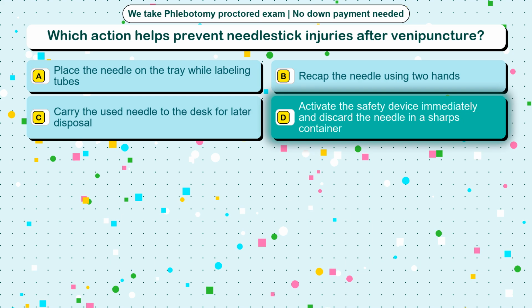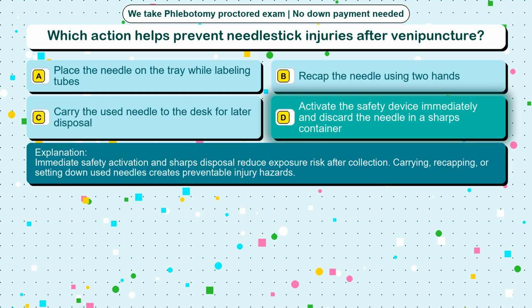The correct answer is option D. Activate the safety device immediately and discard the needle in a sharps container. Immediate safety activation and sharps disposal reduce exposure risk after collection. Carrying, recapping, or setting down used needles creates preventable injury hazards.